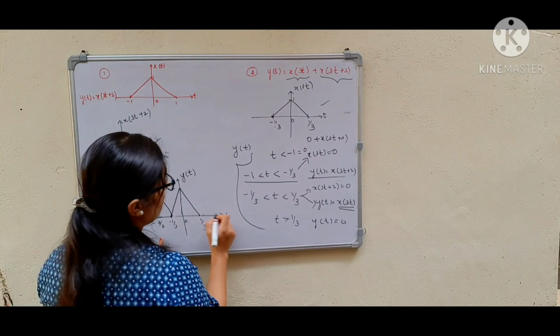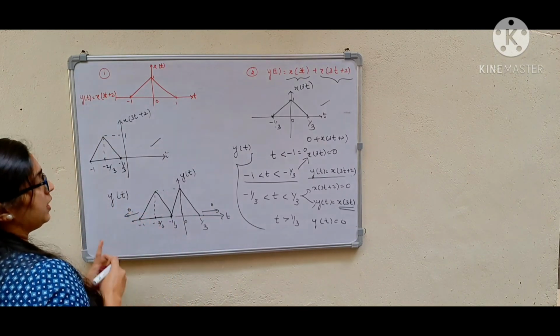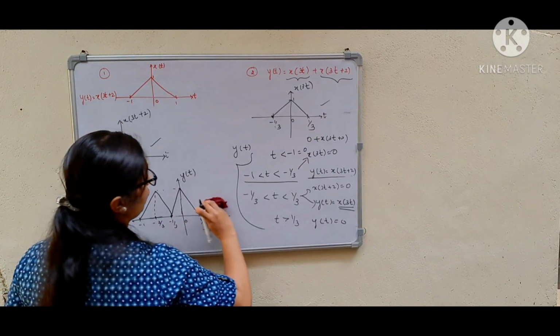Then here it is 0, greater than 1 by 3 it is 0, less than minus 1 also it is 0. So this is our y of t signal.